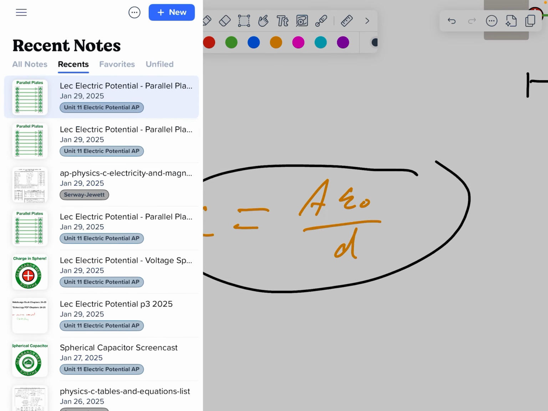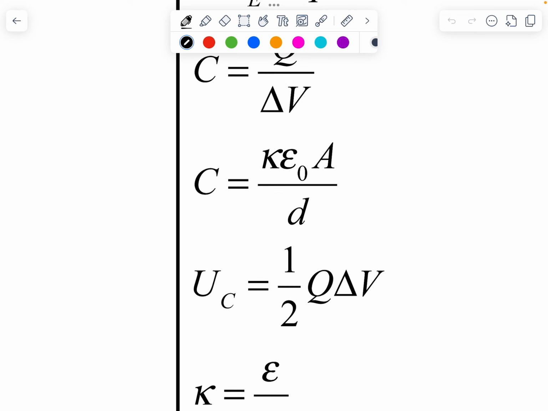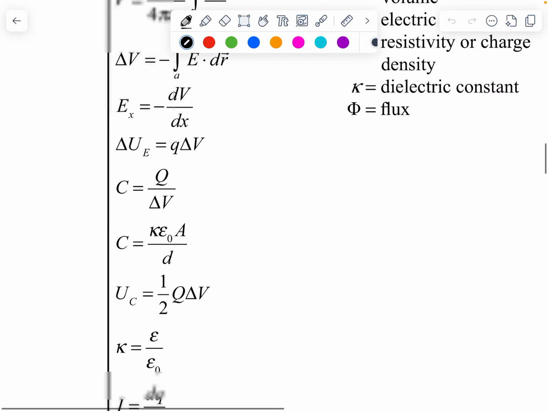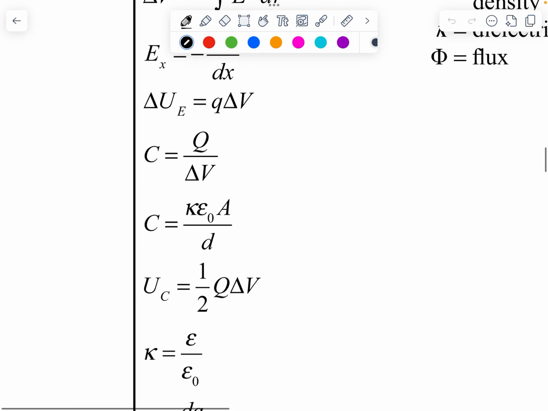This one is so common that it actually shows up on the AP equation sheet. So let's take a look at that real quick. Here it is. This is the parallel plate capacitor equation, but then there's an extra letter in front, that K. That is not Coulomb's constant. No. That's the dielectric constant. So that's that little multiplier.